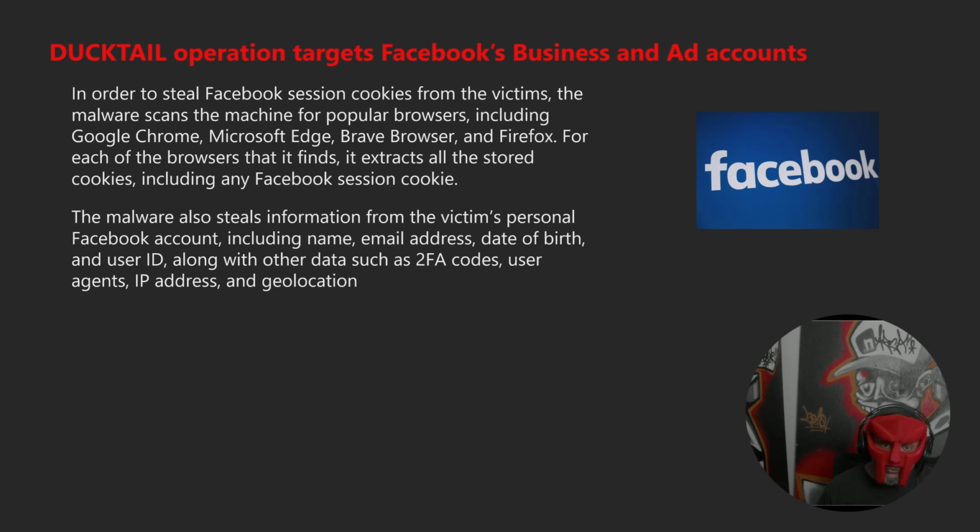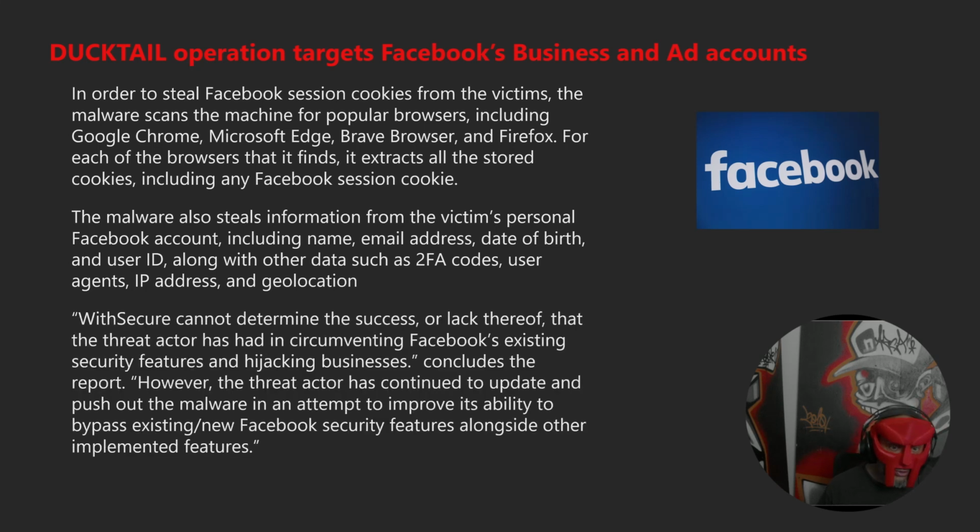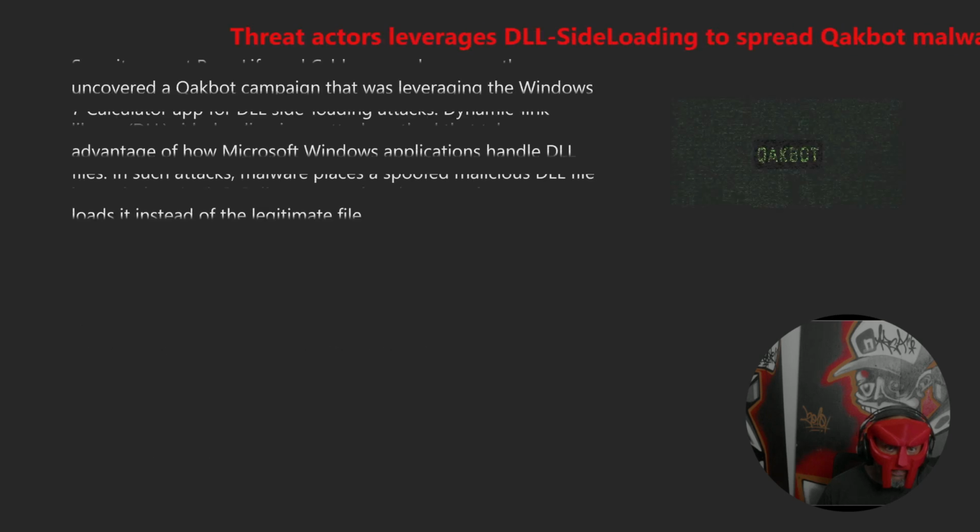The malware also steals information from the victim's personal Facebook account, including name, email address, date of birth, and user ID, along with other data such as two-factor authentication codes, user agents, IP addresses, and geolocation. "WithSecure cannot determine the success, or lack thereof, that the threat actor has had in circumventing Facebook's existing security features and hijacking businesses," concludes the report. "However, the threat actor has continued to update and push out the malware in an attempt to improve its ability to bypass existing and new Facebook security features alongside other implemented features."